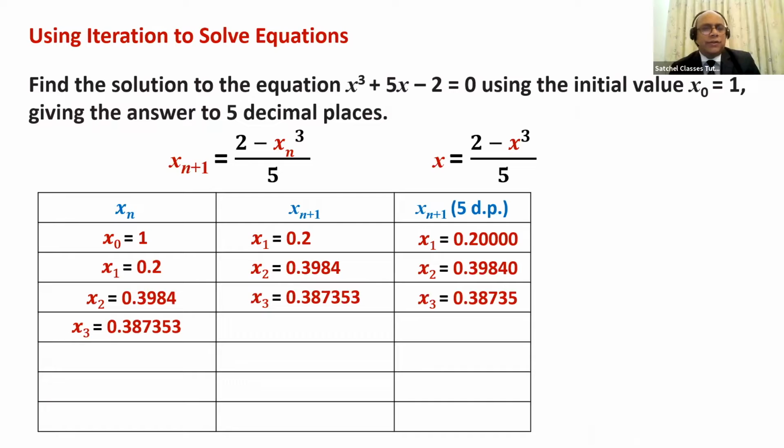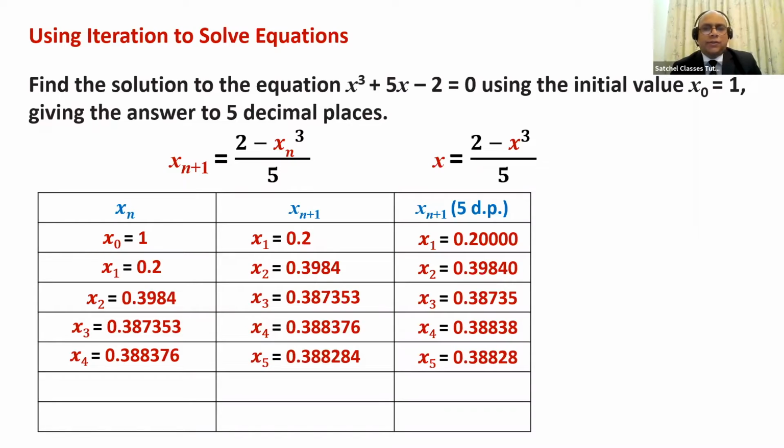So x3 now is 0.387353. I'll substitute that in place of xn, and you'll get x4 as 0.388376. So x4 when rounded to 5 decimal places is 0.38838. We'll do one more iteration. So x4 now is 0.388376, which will go in place of xn. So I'll get x5 as 0.388284, which when rounded to 5 decimal places is 0.38828.